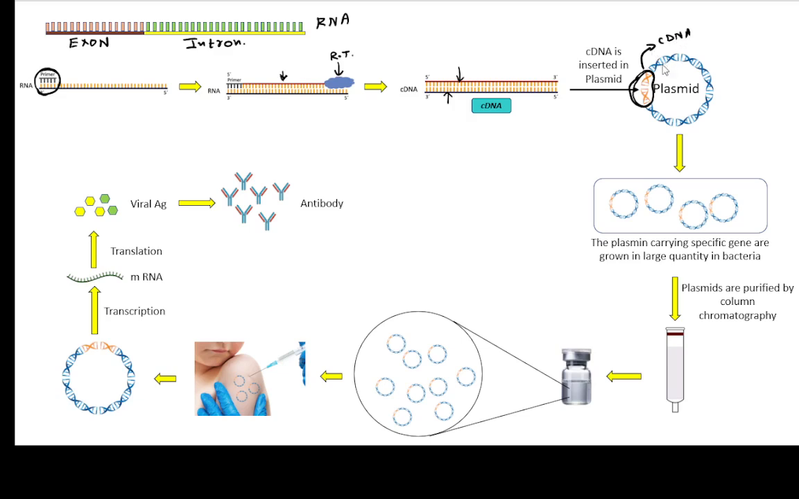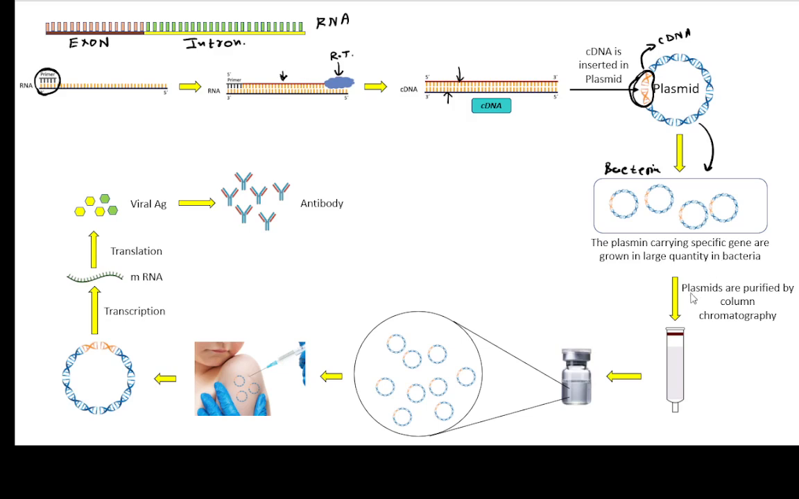We have inserted the cDNA into the plasmid. Now we need to amplify or grow the plasmid that carries the cDNA in a specific bacteria. The plasmids carrying the specific gene are grown into large quantity in bacteria. So let's suppose this is the bacteria, and we are injecting the plasmid that carries cDNA into the bacteria, and lots of plasmid will be generated in this way.